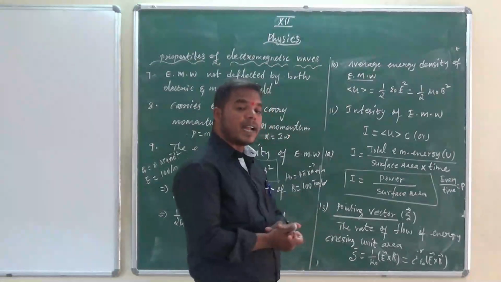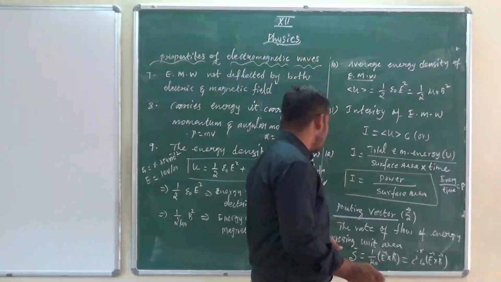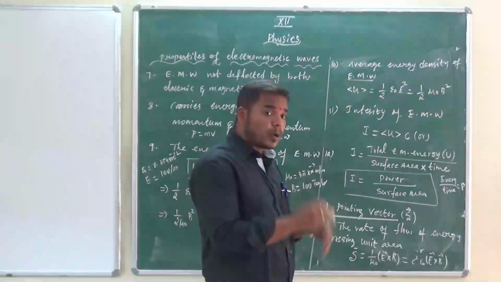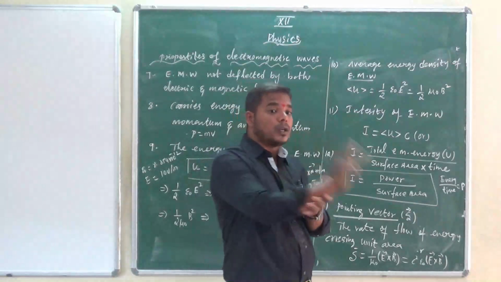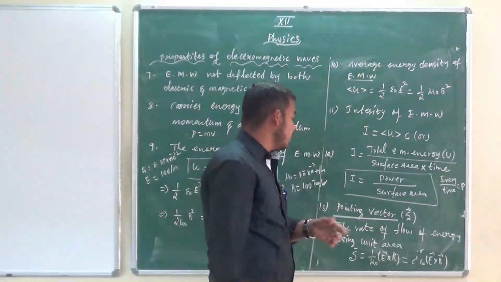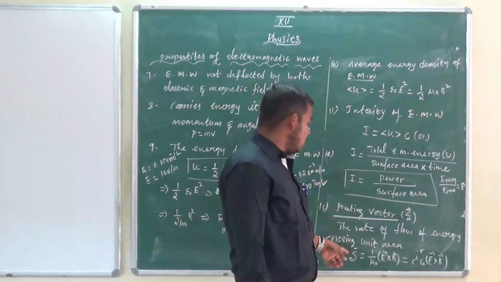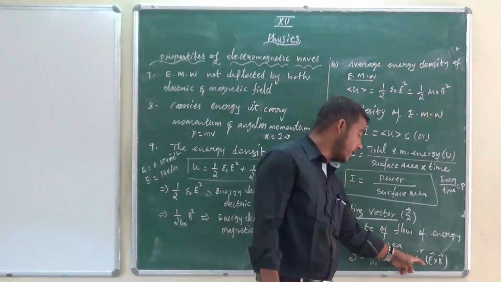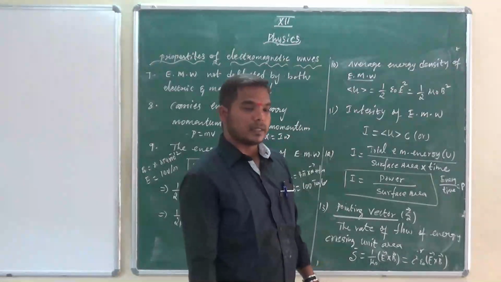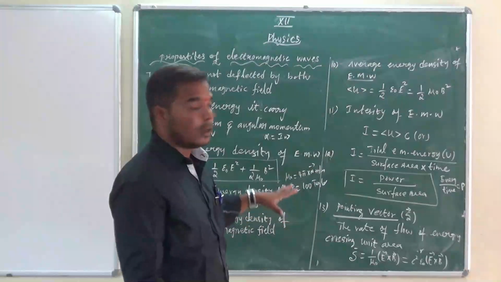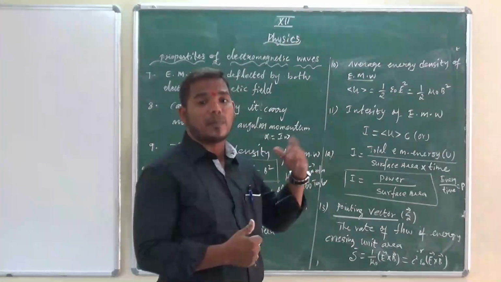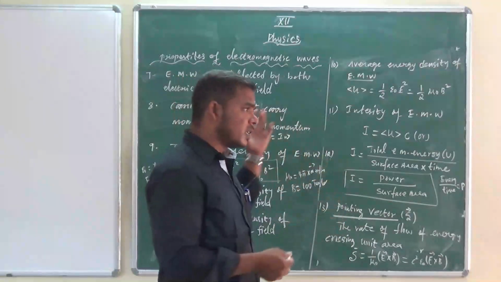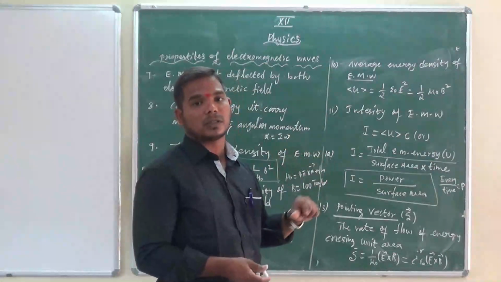Next, the Poynting vector. The rate of flow of energy crossing unit area is known as the Poynting vector. What is the use of the Poynting vector? It describes the propagation of electromagnetic waves moving from one point to another, starting point to ending point. That's why you need the Poynting vector. It is represented by the symbol S vector equal to 1 by mu naught, E cross B, equal to c square epsilon 0 E vector cross B vector. All these equations are very important. Using these equations, a large number of questions come in competitive exams, not only competitive exams, JEE, NEET, they will ask direct questions from these topics. Okay, got it?